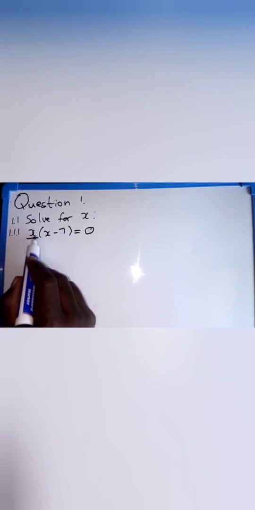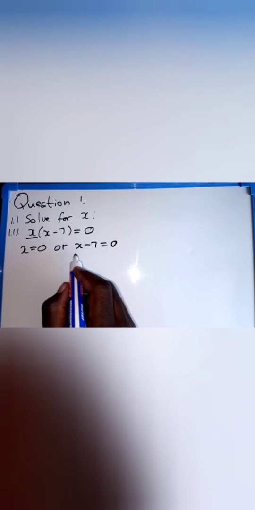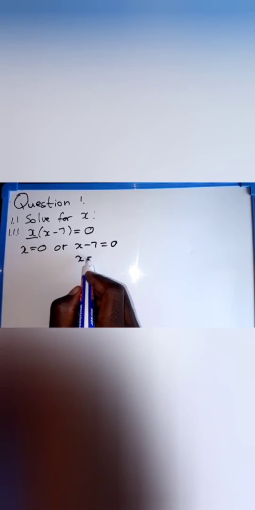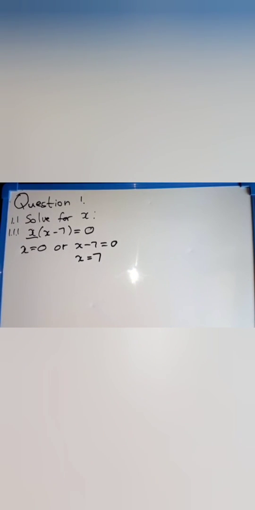So we know that this is equals to 0. So you say x is equals to 0, or x minus 7 is equals to 0. And then here we'll have x is equals to, you bring your 7 to the side, x is equals to 7. So this one was just simple, easy 2 marks.